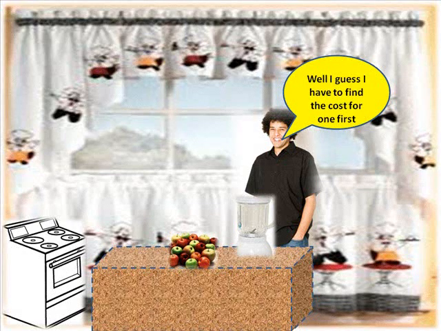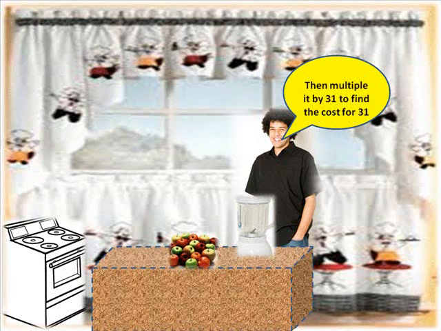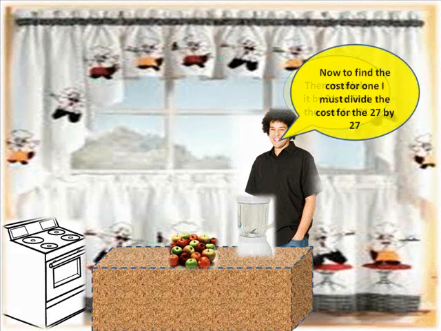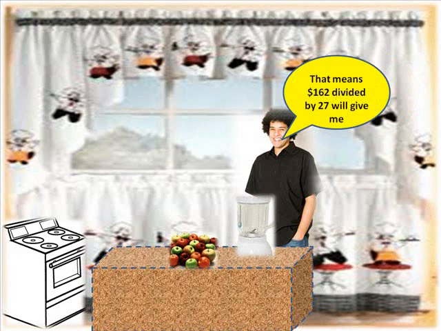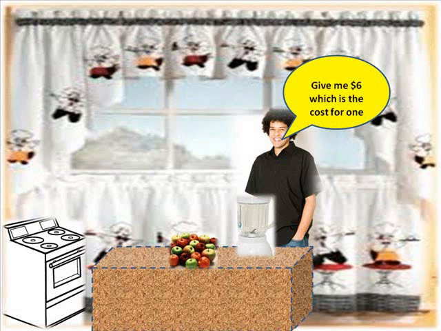Well, I guess I have to find the cost for one first. Then multiply it by 31 to find the cost for 31. Now to find the cost for 1, I must divide the cost for the 27 by 27. That means $162 divided by 27 will give me $6, which is the cost for 1.